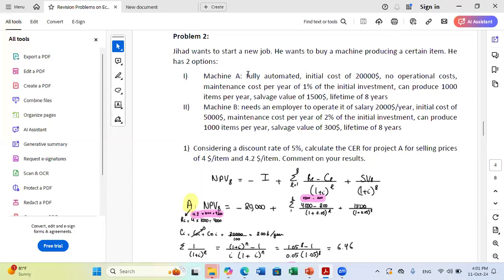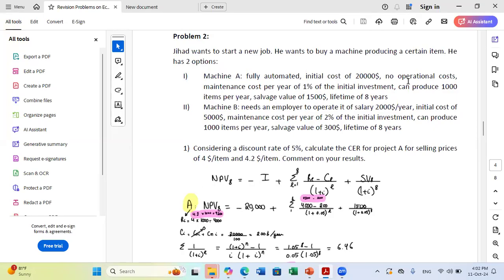So Jihad wants to start a new job. He wants to buy a machine producing a certain item, and he has two options. He can buy machine A, which is fully automated. It has an initial cost of $20,000.